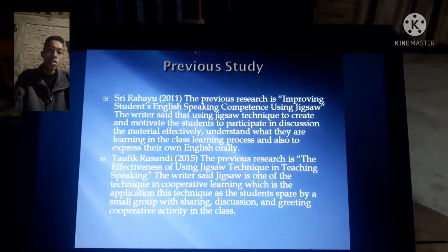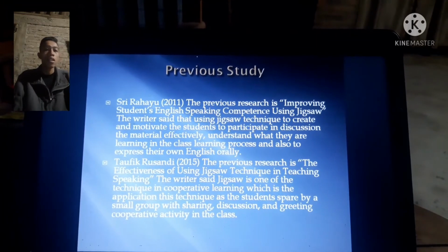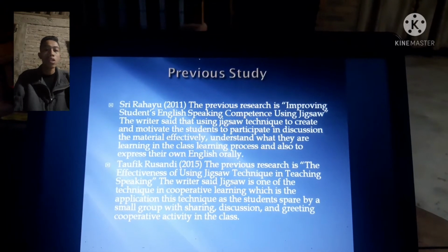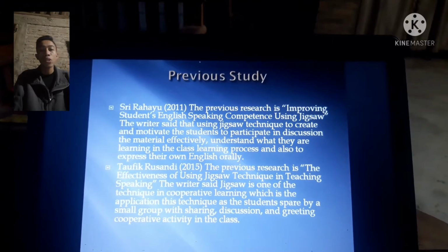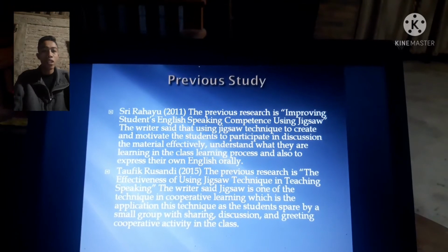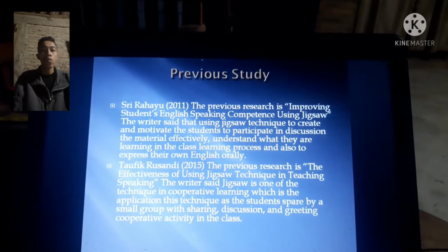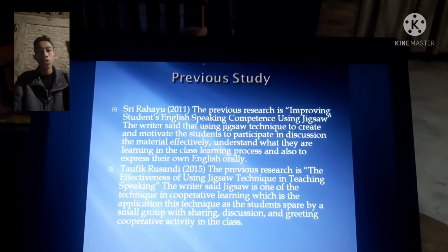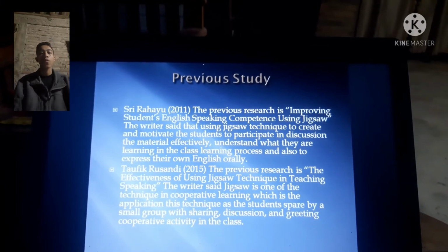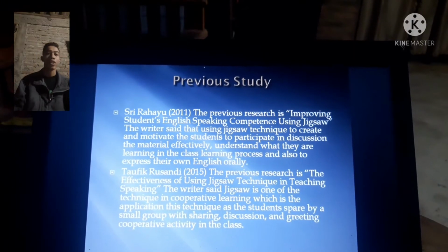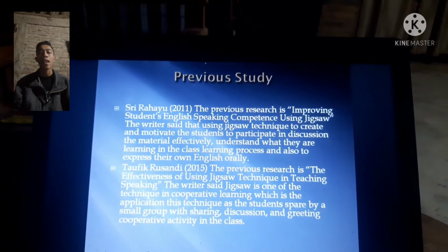And then by Taufik Rusandi, the research is the effectiveness of using the jigsaw technique in speaking. The research said jigsaw is one of the techniques in cooperative learning, in which the application of this technique has students paired in a small group with sharing and discussion, and creating cooperative activity in the class.